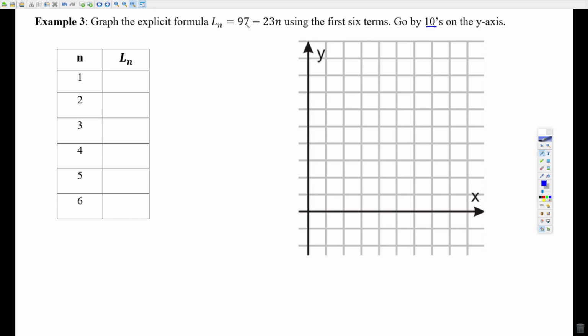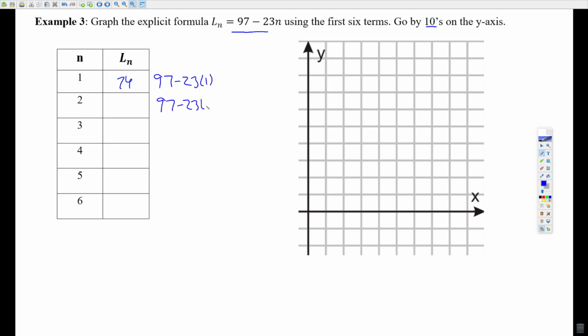So for this one, I would just probably put it in the calculator and bring up a table, or you could also type it in one by one. So I would just go ahead and do that. On my side, we would do 97 to get the first term. You're going to plug in 1. So 97 minus 23, 74. Then do it again.